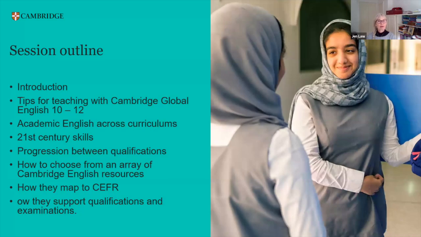So here's just a brief outline of what we're going to cover today. I'm going to give some tips for teaching with the series of Cambridge Global English 10 to 12, as well as some general tips, which I hope that you can take forward into your teaching environment. We're also going to talk about academic skills and academic English across the curriculum, which I think is very valuable, particularly for students who are transitioning into higher education. We're going to do a little bit about 21st century skills, or sometimes these days we call them life skills or life competencies, and then move on to this concept of progression between qualifications.